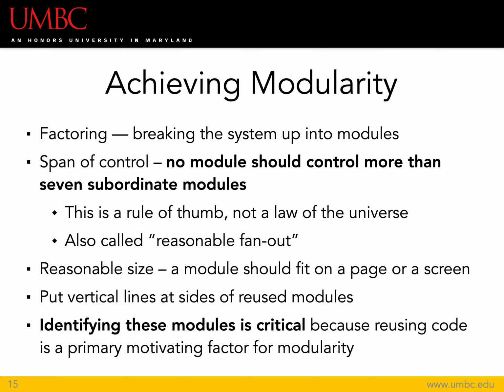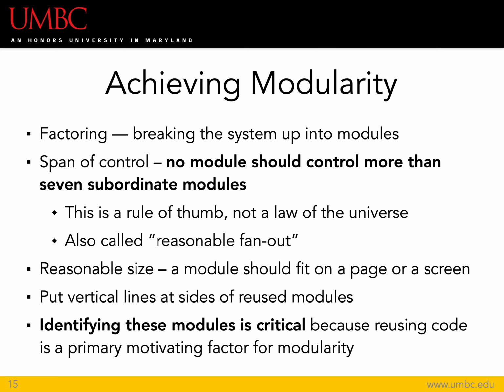And as you are doing factoring, it's important to think about span of control. And essentially this is a rule of thumb in design that no module should control more than 7 subordinate modules. 7 is the part that's a little bit hard to justify in the absolute sense, but from a heuristic standpoint, it's not bad.